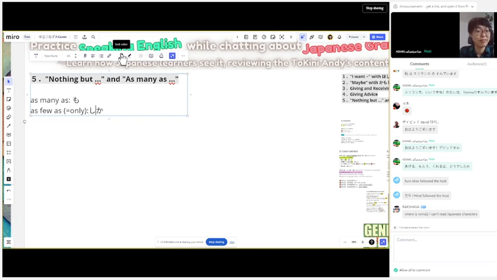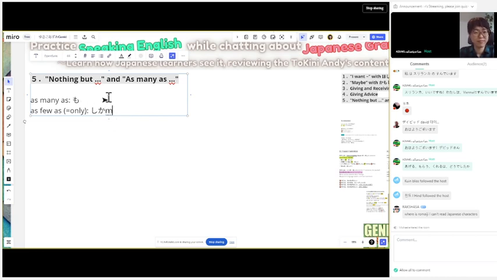So one other thing I need to mention is there's other ways to use these two particles, both mo and shika. There are many ways, but the only way we're covering in Genki Lesson 14 is using it with numbers plus a counter. So a certain amount, as few as a certain amount of this thing, or as many as. But you can use them in other situations.